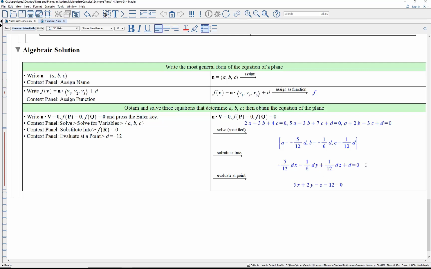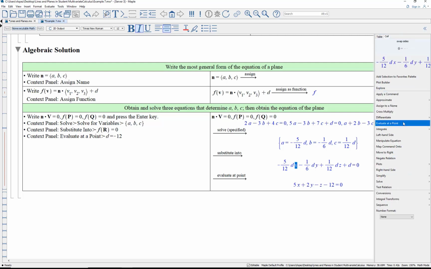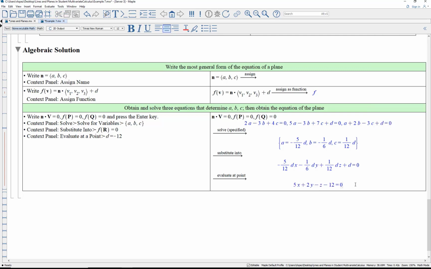That's going to give you this equation. Every term has a d. Give d a nice value. Use value it at a point. If you give it negative 12, you'll get back this form for the equation of the plane.